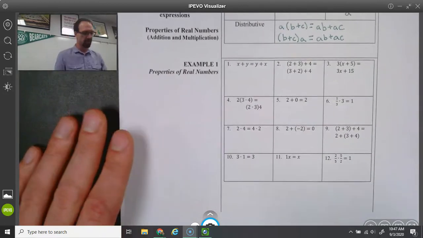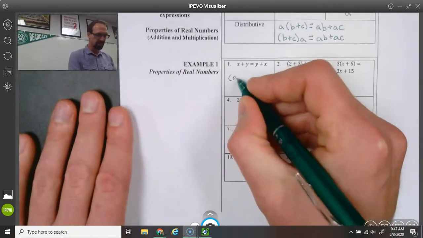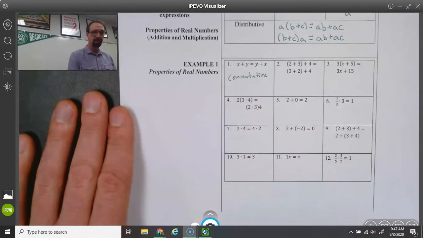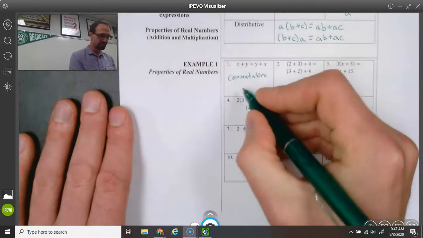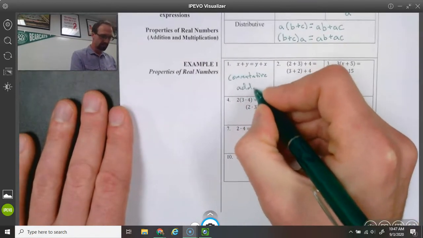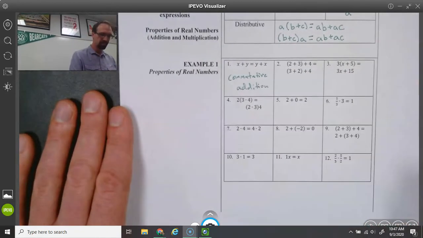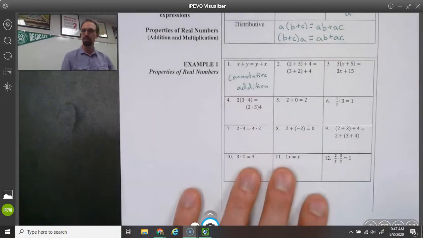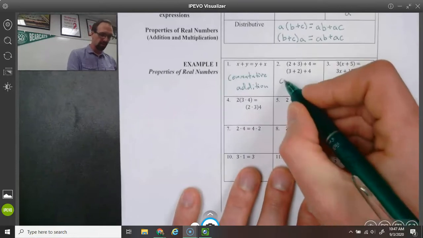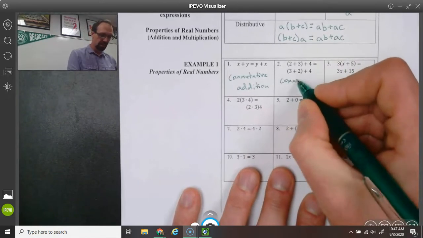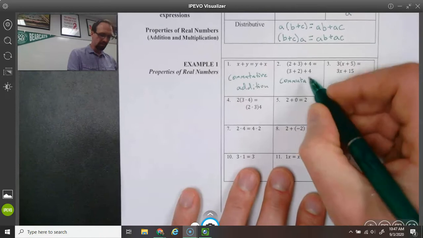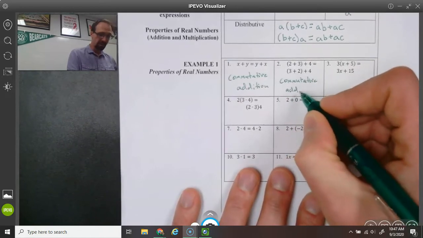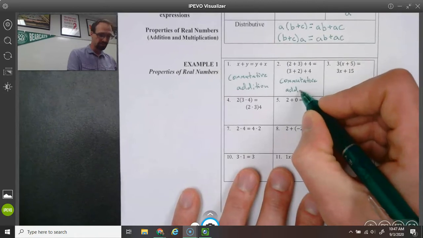Properties of real numbers. For this first one, this is the commutative property for addition. For this next one, 2 plus 3 plus 2 equals 3 plus 2 plus 4. This is also the commutative property. It may look like it's associative because of those parentheses. However, it's not, because all we're doing is just changing the order.